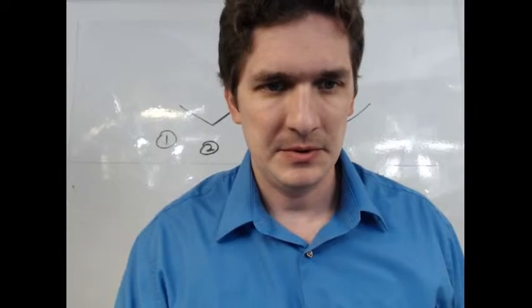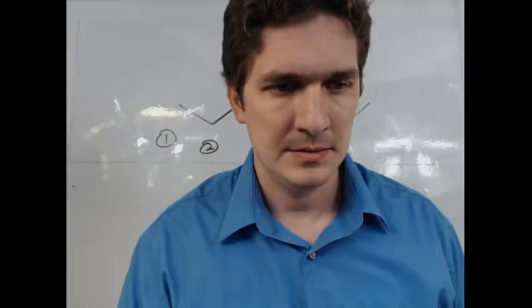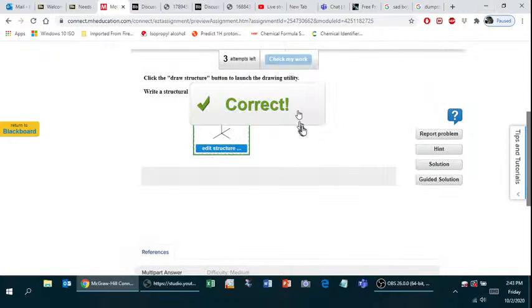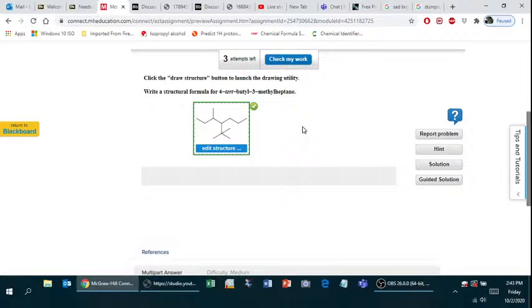So let me flip it around so you can see it. So this is the structure I've drawn. Let's see. Yep, it thinks it's correct. Now, why is it I don't think this is the correct IUPAC name? 2, 3, 4, 5, 6. I guess it is. Heptane would be 7. It's just a very complicated chain. 1, 2, 3, 4, 5, 6. Yeah, it is a heptane.